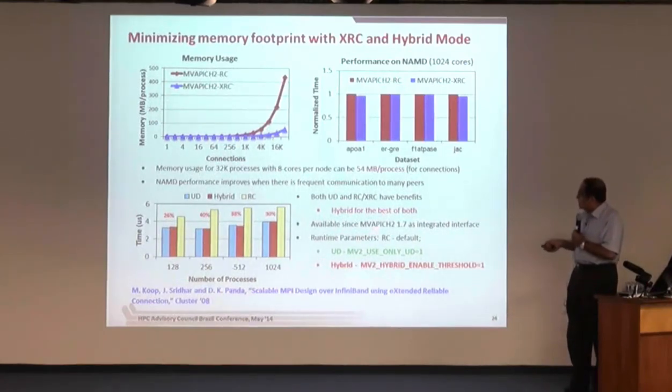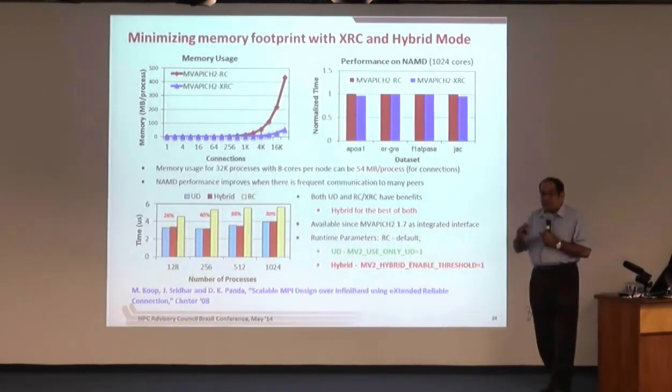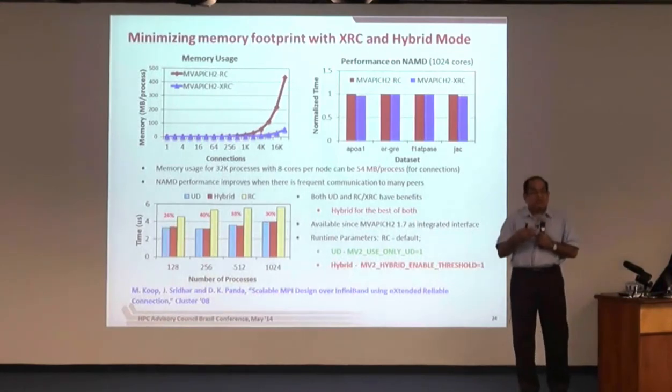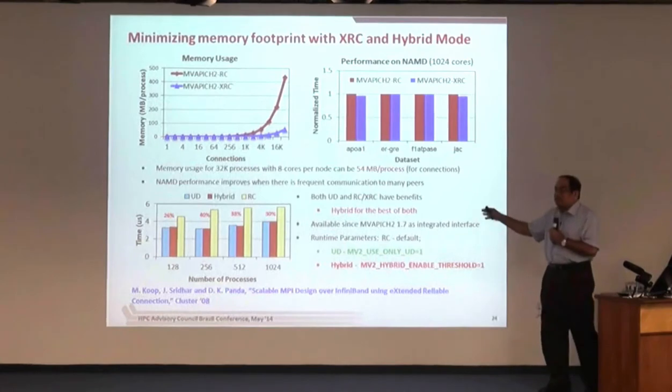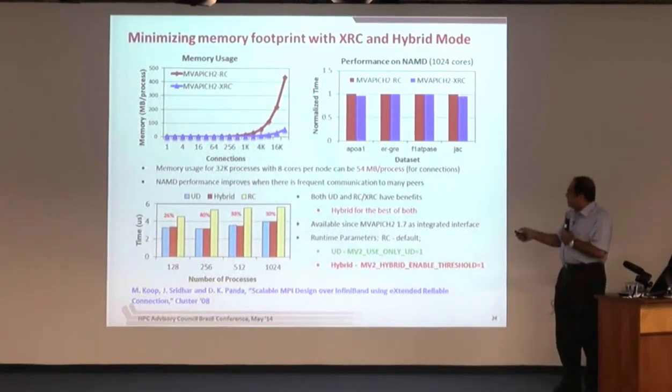Then in terms of adaptivity, what we have also done is, let's say you have these different modes like unreliable datagram or reliable connection. So just like having a hybrid car trying to run on gas and electric, the same thing we have done in our MVAPICH2 stack. There is a hybrid mode. What it does is it internally tries to monitor who is talking to whom when you run an application, and based on that it selects whether I should do RC or I should do UD.